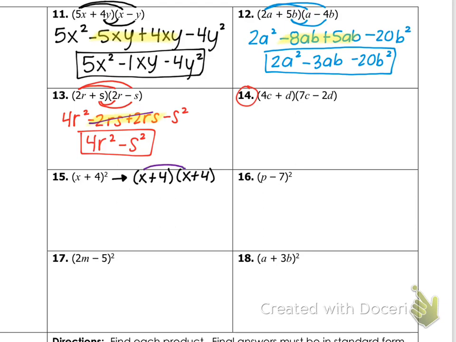So now we can do the same thing. X times x is x squared. X times 4 is 4x. 4 times x is 4x, and then 4 times 4 is 16. We can combine the middle two, so it's x squared plus 8x plus 16.